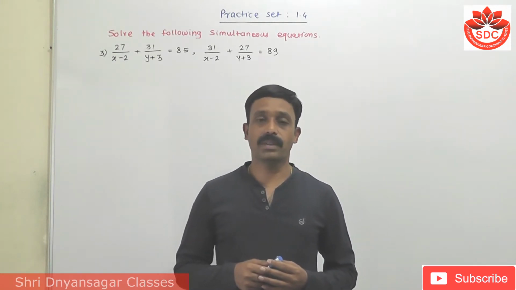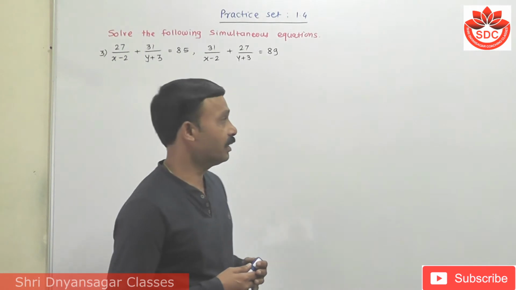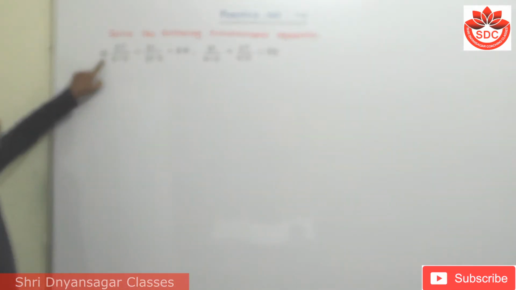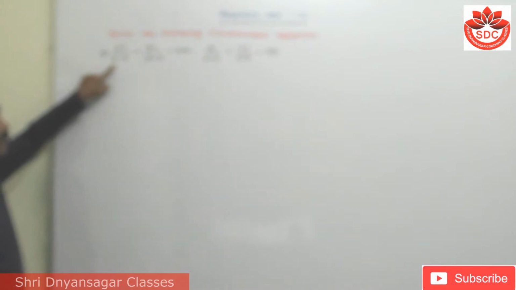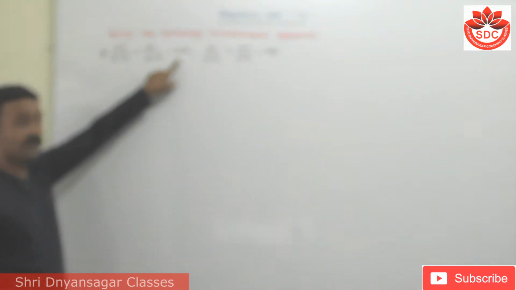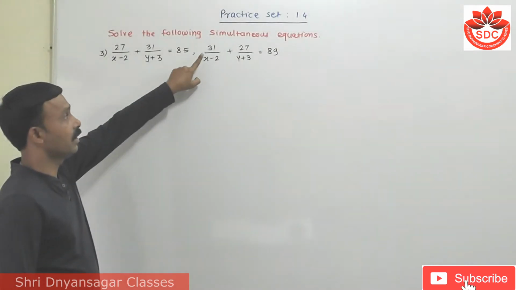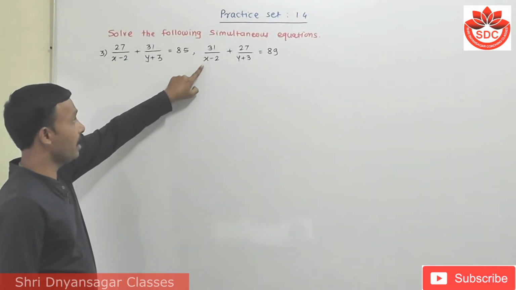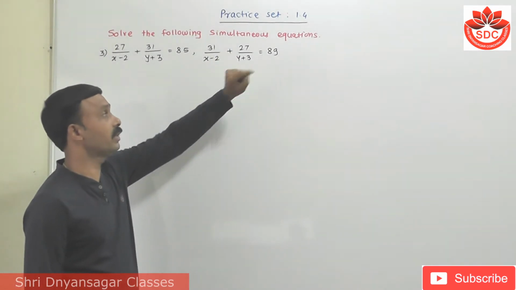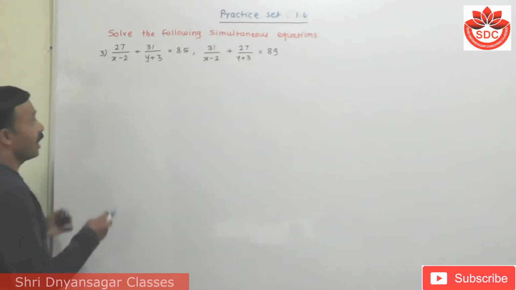Let's see question number 3. 27 upon x minus 2 plus 31 upon y plus 3 is equal to 85. This is the first equation. The second one is 31 upon x minus 2 plus 27 upon y plus 3 is equal to 89. Now I have to start the solution.